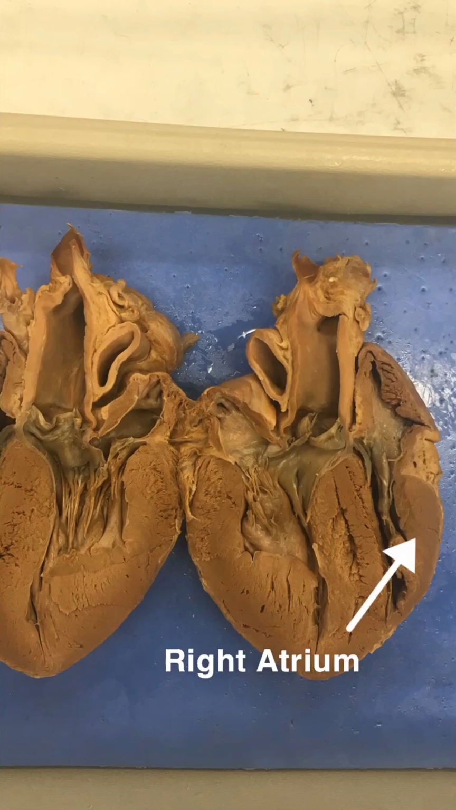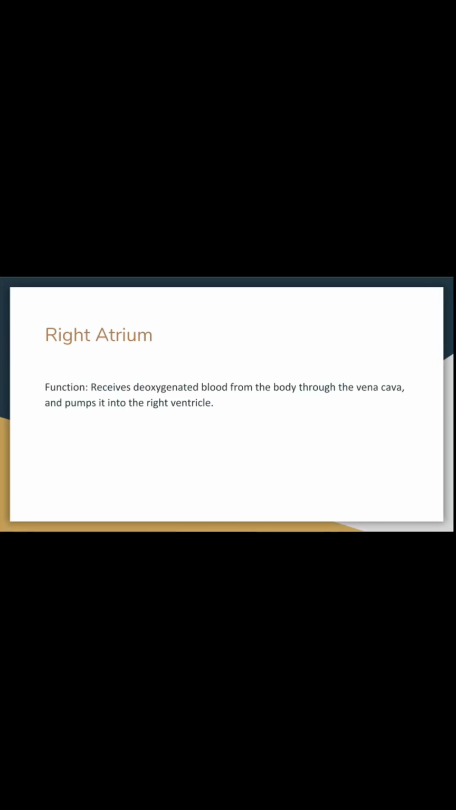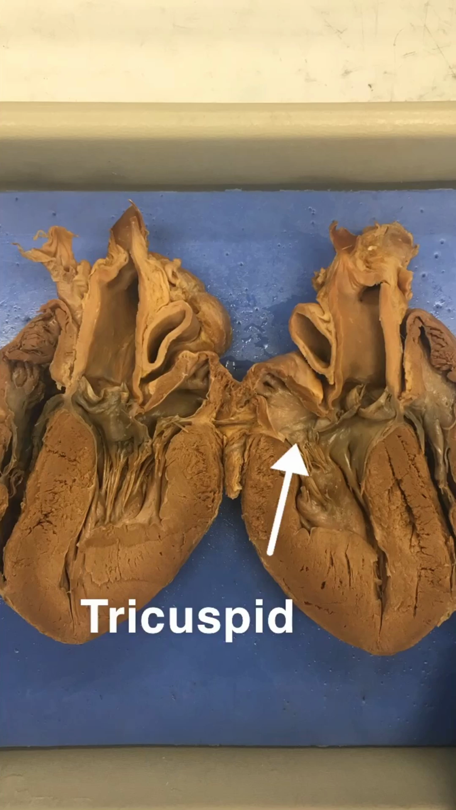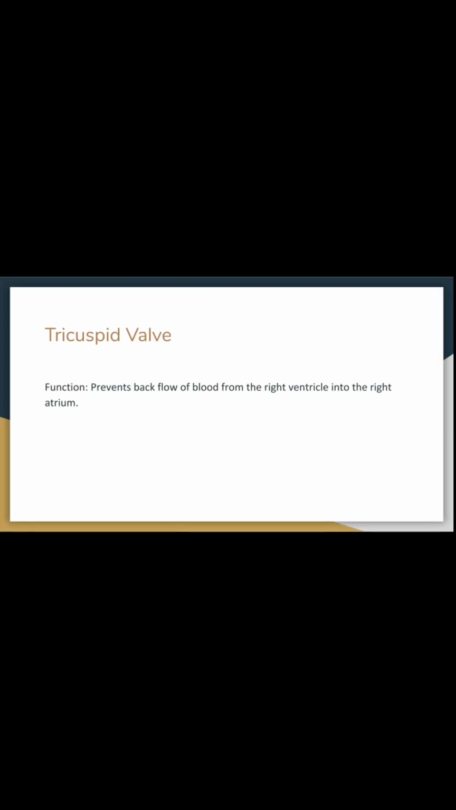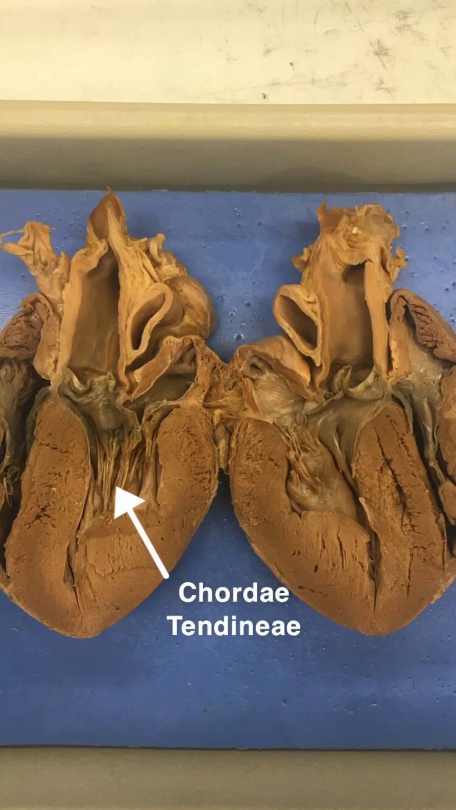This is the location of the right atrium. The right atrium receives deoxygenated blood from the body through the vena cava and pumps it into the right ventricle. This is where the tricuspid valve is located. The tricuspid valve prevents backflow of blood from the right ventricle into the right atrium.